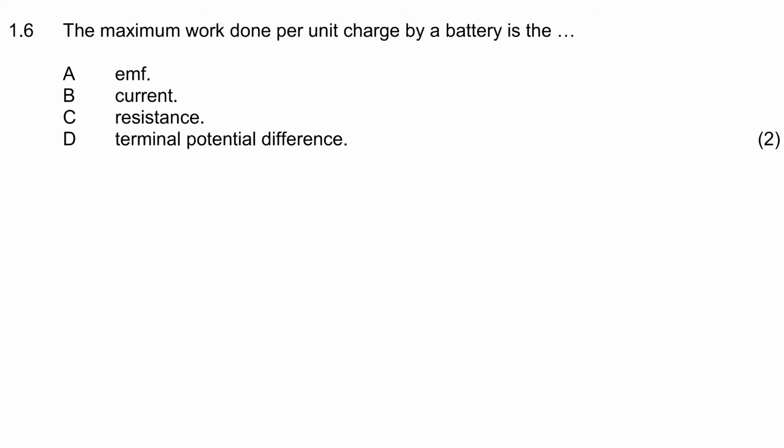The maximum work done per unit charge. Okay, so don't worry about maximum. If you just look at work done, that's W. We've spoken about that before. When we look at electricity, we've spoken about formulas that have I, Q, and T. We've spoken about formulas that have V, I, and R. We've spoken about formulas that have V, W, and Q. So here they're saying work done per, which means divide, unit of charge.